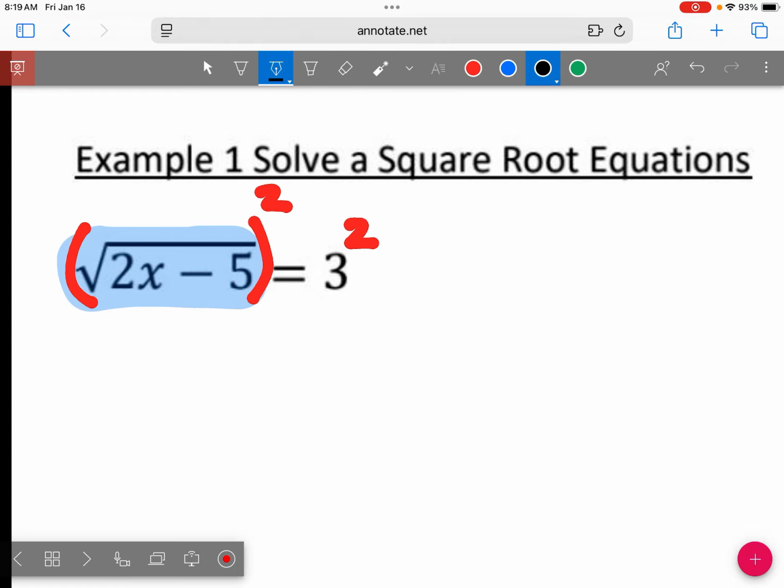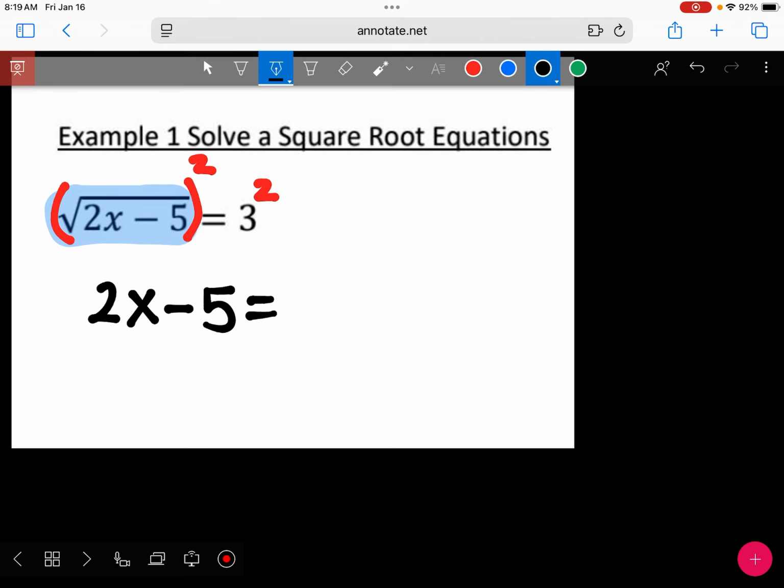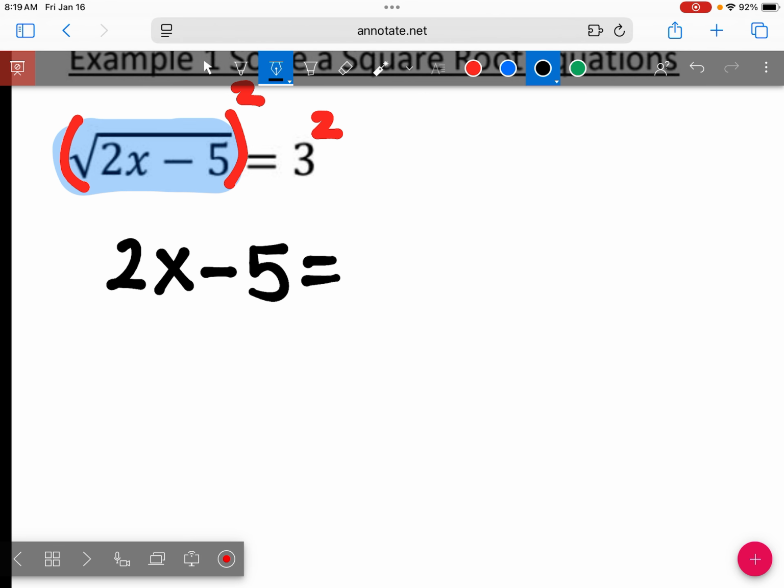So when I do that, I'm left with 2x minus 5 equals 3 squared. What is 3 times 3? Is it 6 or 9? 9. Let's go ahead and solve it from there. Finish it out. What's my next step? Plus 5.